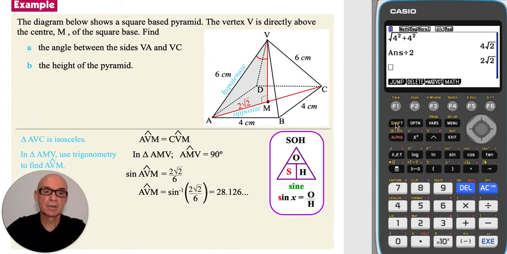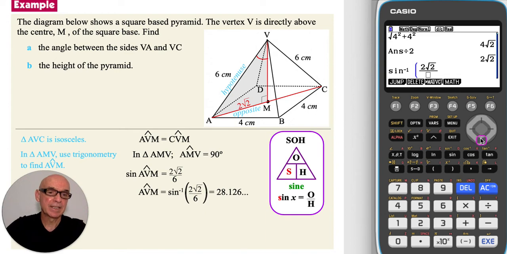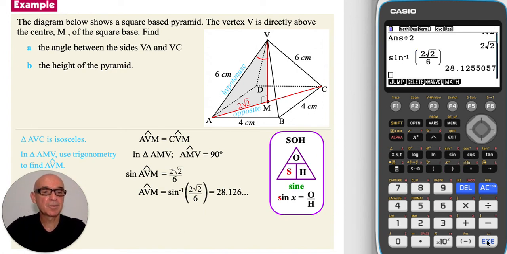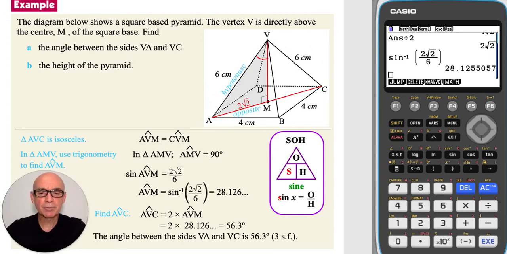So on the calculator, pressing the Shift sine button to access inverse sine, opening a bracket, putting a fraction button, and putting 2 and a Shift to access square root 2 in the numerator, and then the down cursor to come to the bottom, and putting 6. Pressing the right cursor to come back up, and closing the bracket, pressing Execute to perform the calculation. Given the value shown, and multiplying by 2 to find the angle AVC. So the angle between the sides VA and VC is 56.3 degrees, correct to 3 significant figures.